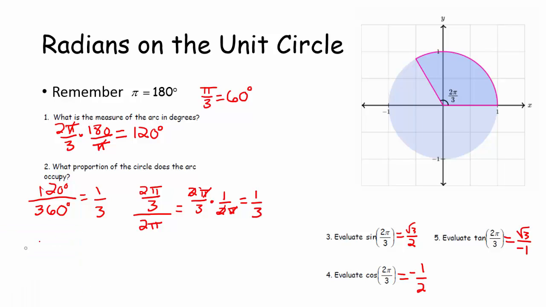We could just drop down this right here and label the sides of our triangle. So if this angle is 120 degrees, that means this must be 60, because the 120 plus 60 has to make 180, which means we have a 30, 60, 90 triangle.